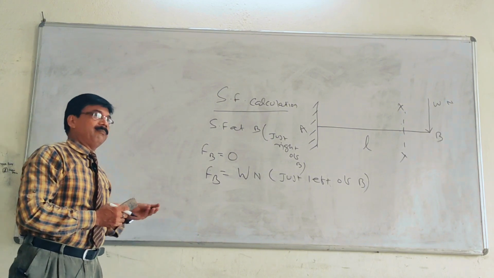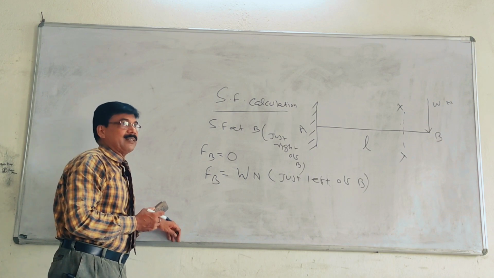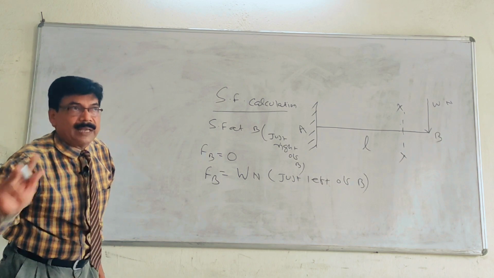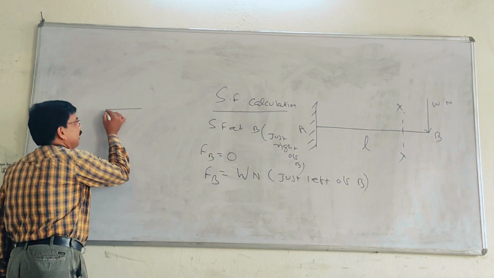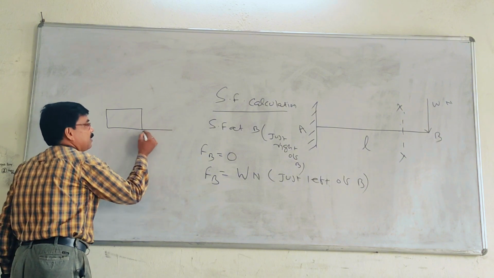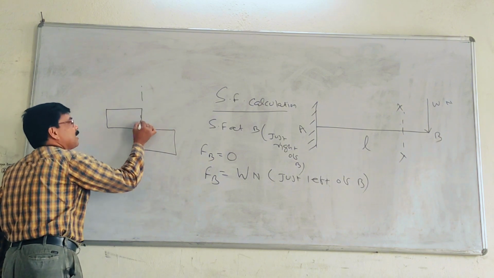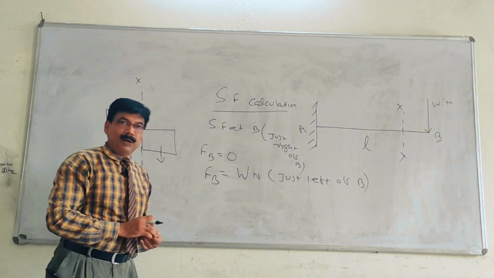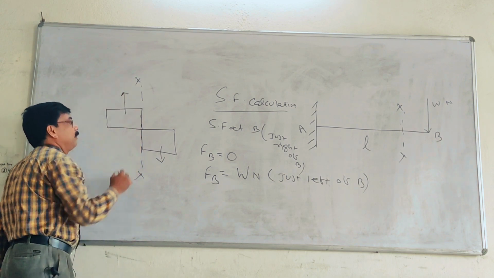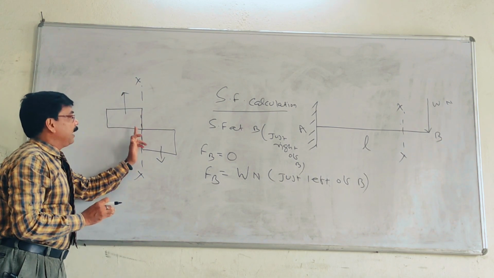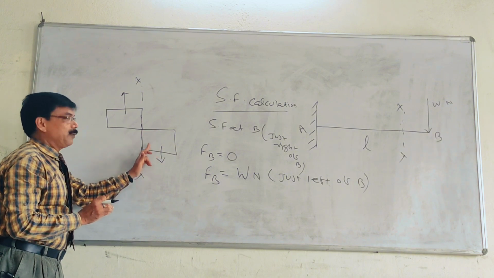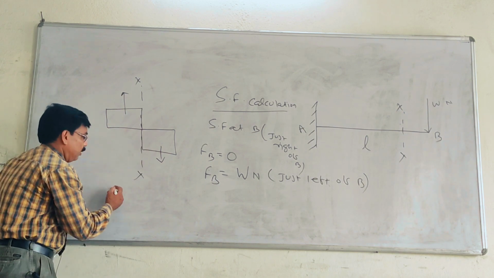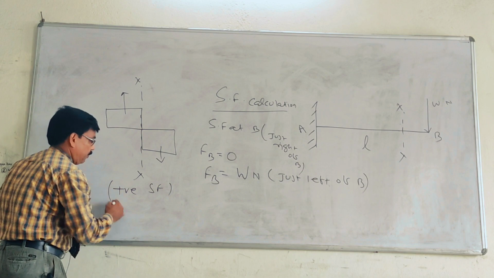Then another thing is the sign convention. Very early in my theory class I already discussed the sign convention, so I am repeating it again. There are two sign conventions for shear force. This is our imaginary section XX. If the right of the section goes downward and the left of the section goes upward, that means after shearing the right portion comes down and the left portion goes up, then we consider it positive shear force.